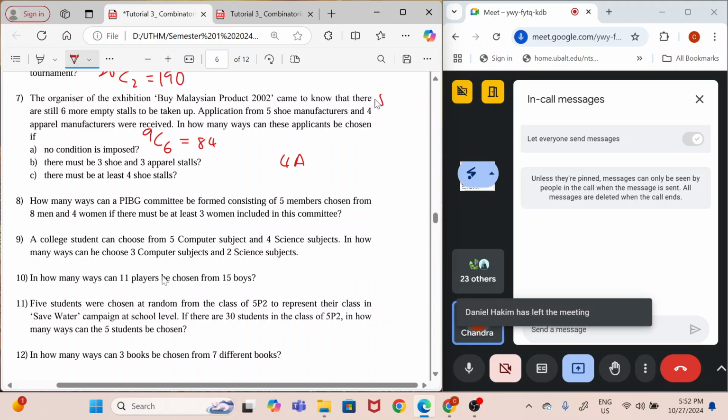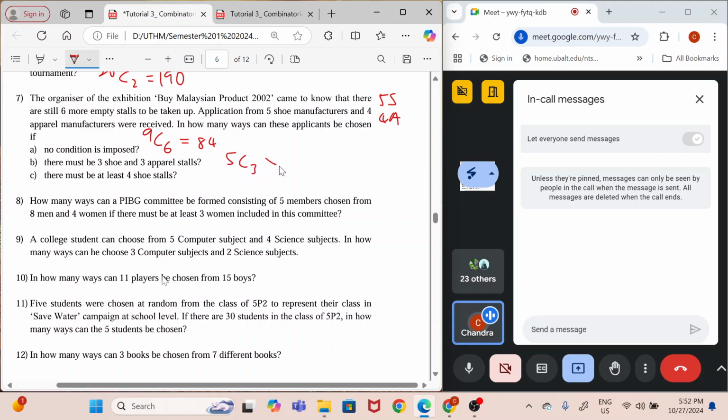There are 5 shoe and 4 apparel applications. Out of 9, you have to choose 6. There must be 3 shoes and 3 apparels. So out of 5 you choose 3, out of 4 you choose 3. You will have 40.